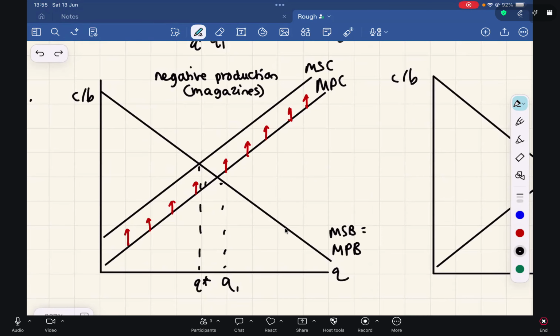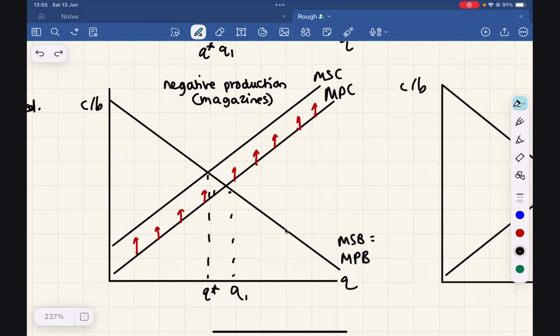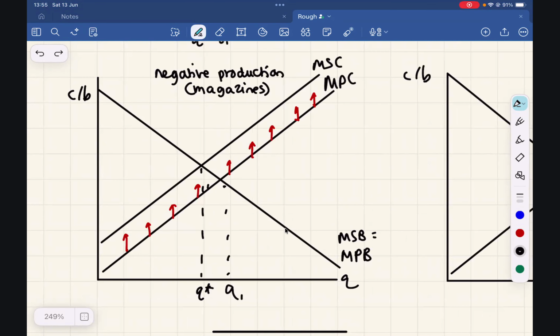Okay, perfect. Same rules apply. Where MPB equals MPC, the buyer and the seller, the consumer and the producer are happy. Where MSC equals MSB, society is happy. In a free market, we would be at Q1. In an ideal world, we'd be at Q star.